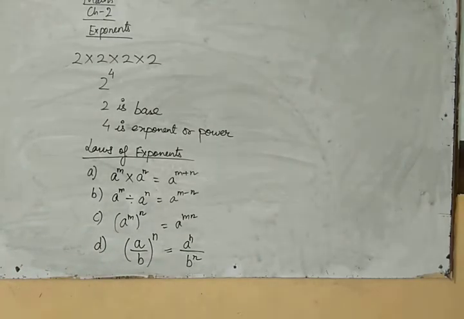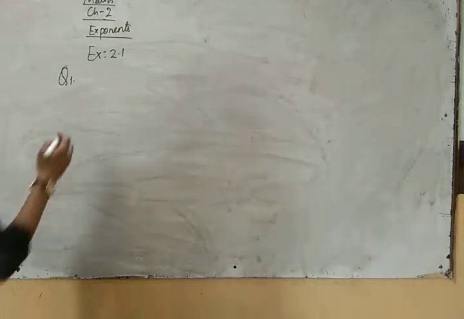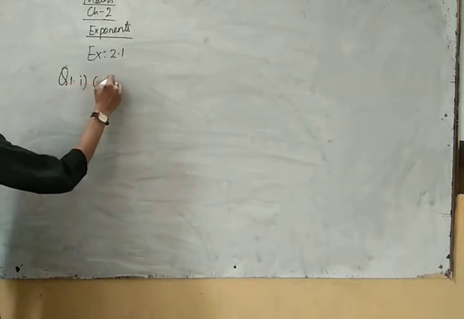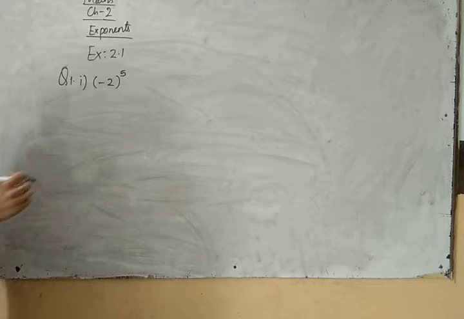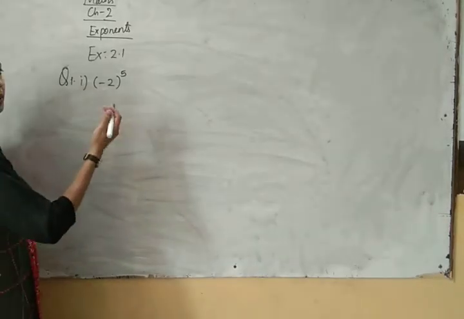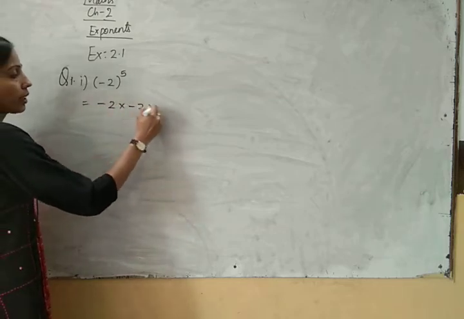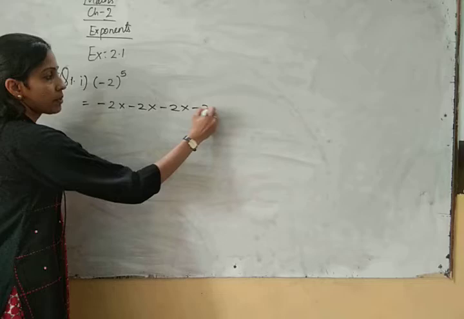Okay, these are some laws and now we will do questions based on these laws. In the first question, we have to express minus 2 to the power 5 as a rational number. So simply we have to expand it. We have to write minus 2, 5 times.